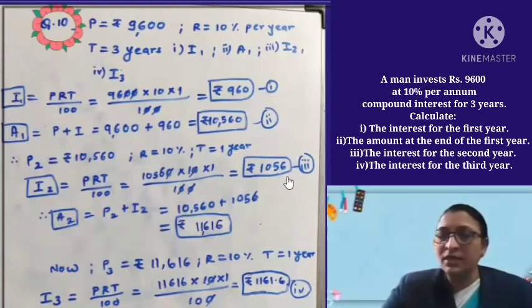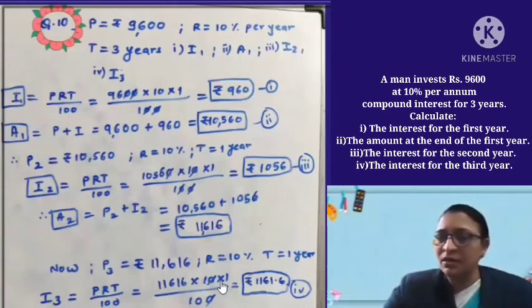From this, we can calculate the amount for the second year, which is principal of the second year plus interest of the second year, equal to 10,560 plus 1056, equal to rupees 11,616. Now, as you know, the amount of the second year is equal to the principal of the third year. So the principal of the third year is equal to 11,616, rate is equal to 10%, time is equal to 1 year. And here, interest for the third year is equal to principal into rate into time upon 100. And we can substitute all the values.